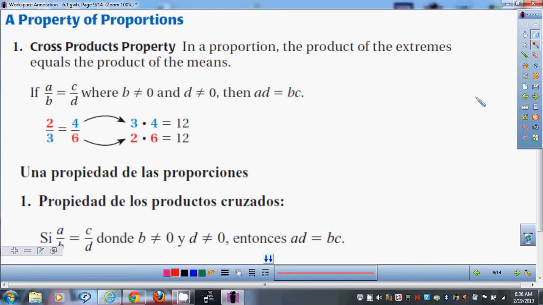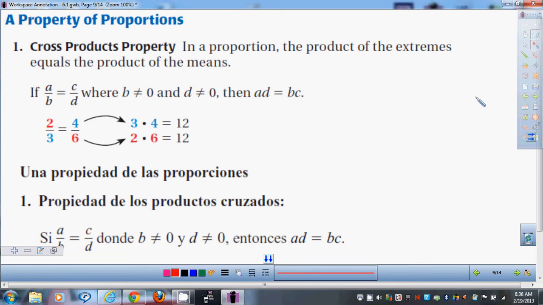So this is a classic proportion. 2/3 equals 4/6. How do you see if that proportion is true? You cross multiply. Is 2 times 6 equal to 3 times 4? Yes, they're both 12. So your proportion is true. Just cross multiply and see if it's true. 2 times 6 is the same as 3 times 4. So your proportion is true.